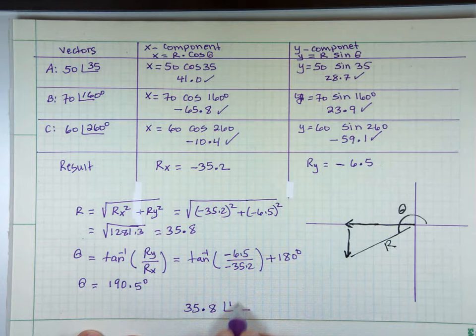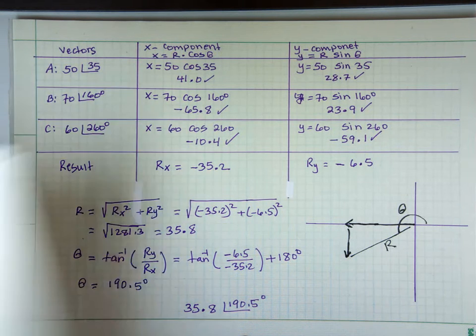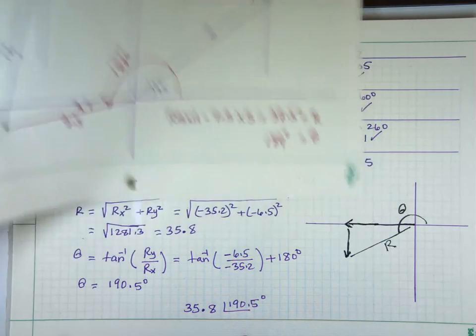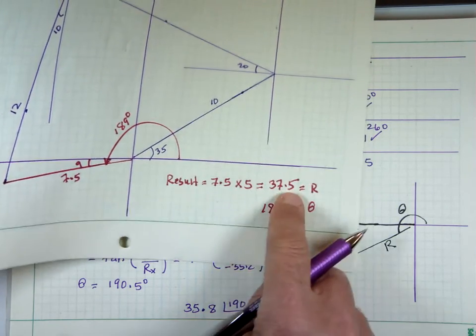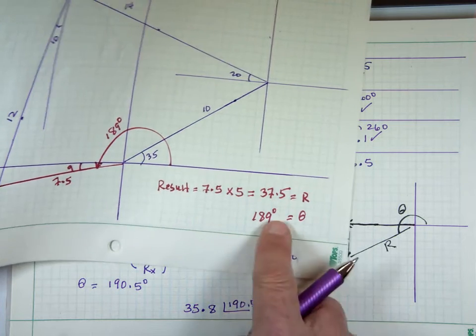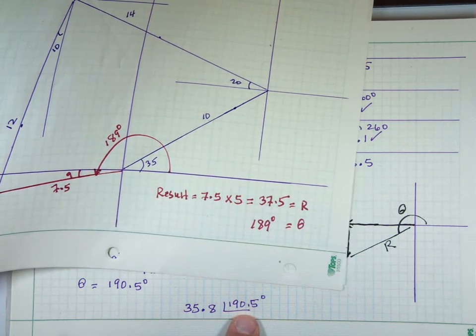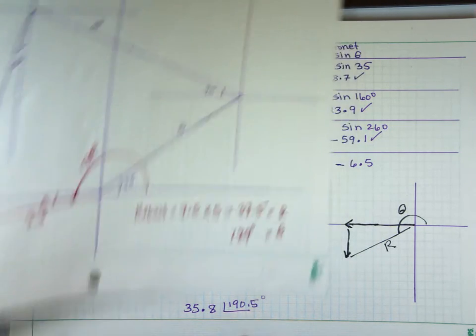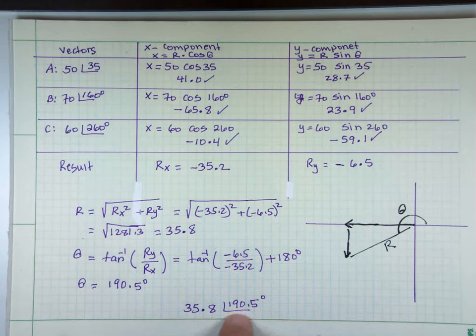I forgot what we came up with for the answers. Let me take a peek. I got 37.5, 35.8, not that far from it. I got 189. This is what? 190. That's the correct answer. The graph, we're all human. We make mistakes. We're off by a degree or two. We didn't line up perfectly, but this one gives you the exact answer.